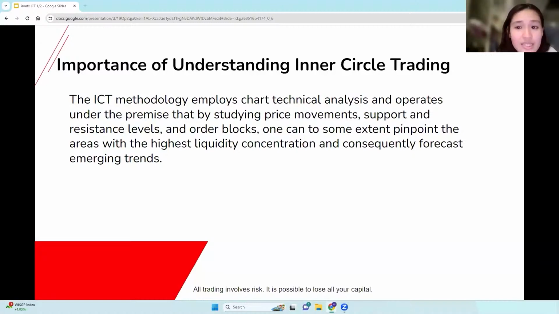So by mastering the ICT techniques, you can enhance your ability to identify high probability trading opportunities and effectively manage your risk. So what exactly is it? Basically, it employs chart technical analysis and operates under the premise that by studying price movements, support and resistance levels, and order blocks, one can to some extent pinpoint the areas with the highest liquidity concentration and consequently forecast emerging trends.